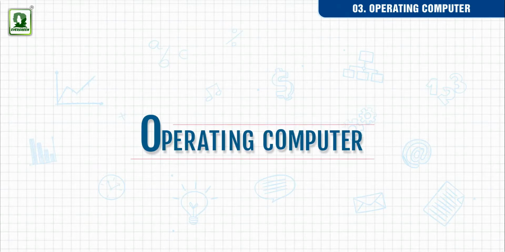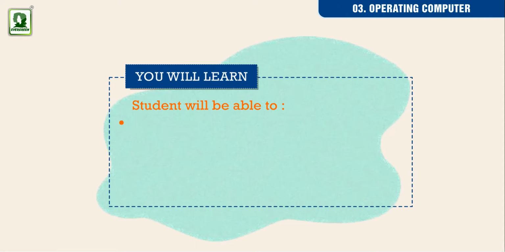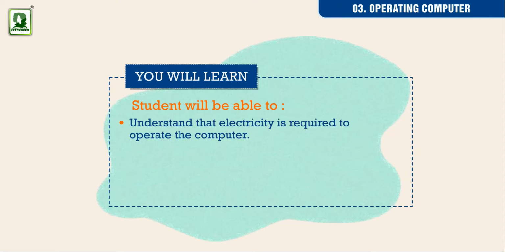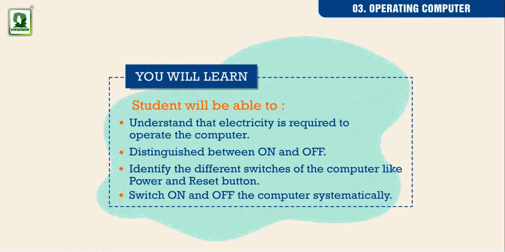Operating computer. You will learn. Student will be able to understand that electricity is required to operate the computer. Distinguish between on and off. Identify the different switches of the computer like power and reset button. Switch on and off the computer systematically.